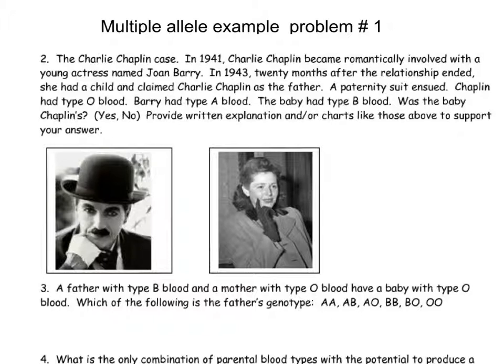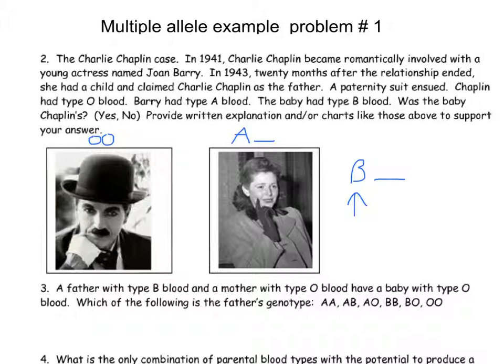Now, Charlie Chaplin was type O blood, so he was OO. Barry had type A blood. Now, we don't know if she's AA or AO, so we'll just leave it as A blank. The baby had type B blood. Could the baby be Charlie Chaplin's? Well, the answer is no, the baby could not be Charlie Chaplin's because the baby would have been B blank. Now, the baby could have gotten an O from Charlie Chaplin, but where did the B come from? Since the mother did not have the B, the child could not be Charlie Chaplin's.